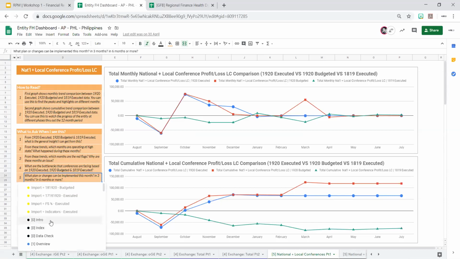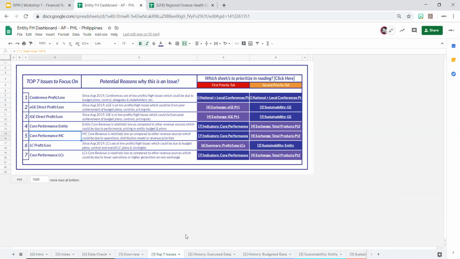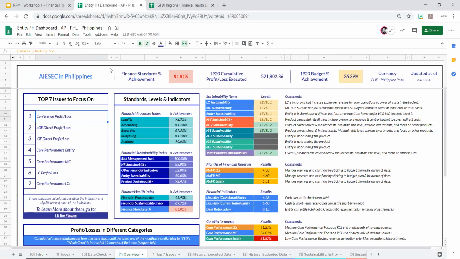So that's pretty much the general way you can look at it. You can click into different issues and different topics as well. You can also go immediately to different tabs, whether or not they are part of the top 7 issues, that's fine. So what we're going to do is make you practice using this.